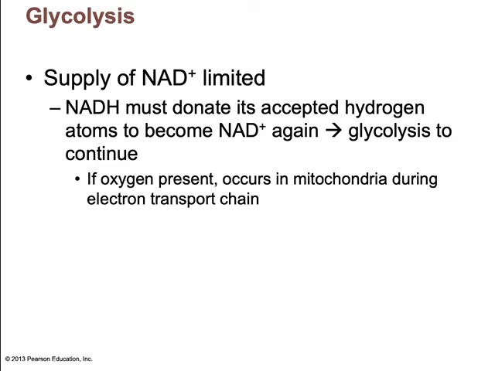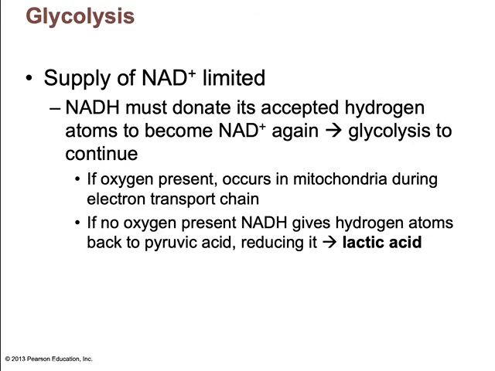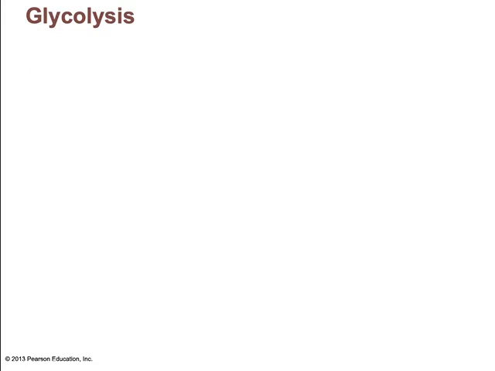If oxygen is present, the chain can keep doing this over and over again, but if there's no oxygen around, then what will happen is it will go into something called fermentation, in which we will reduce pyruvate to lactate, regenerate NAD, and continue to run glycolysis because we really can't run the electron transport chain. And that is basically a stopgap measure to generate energy in a pinch.